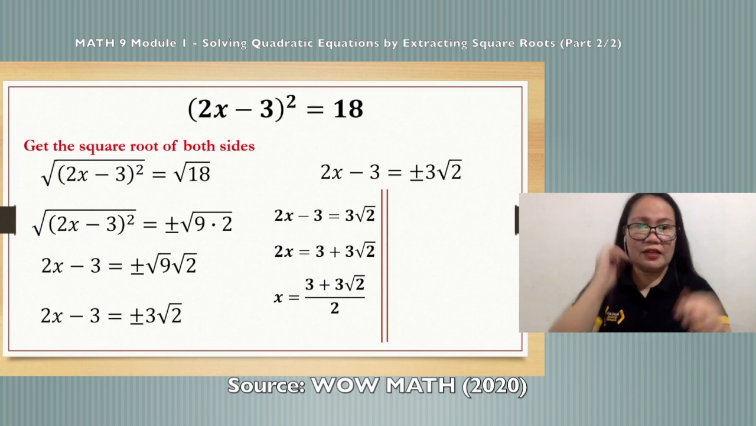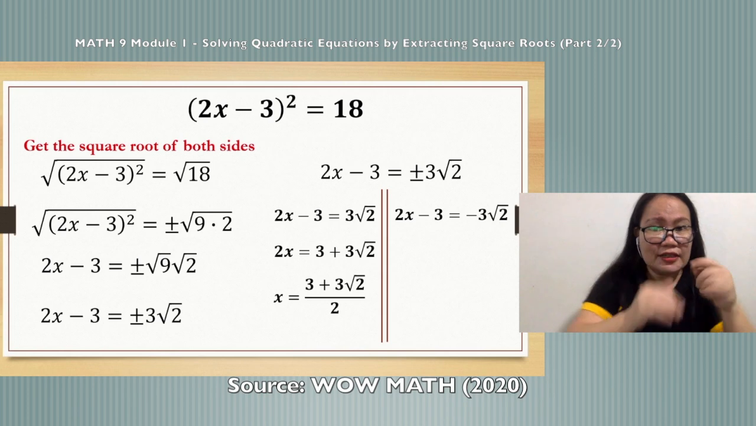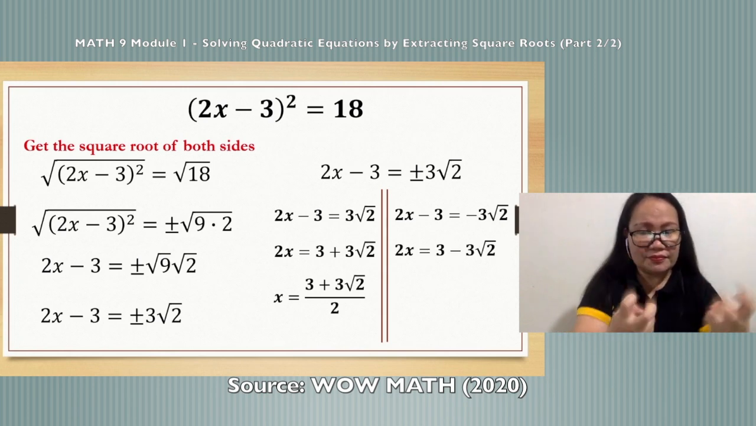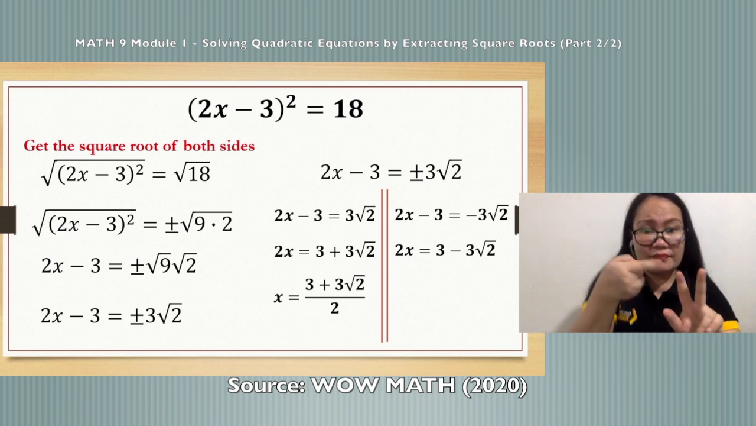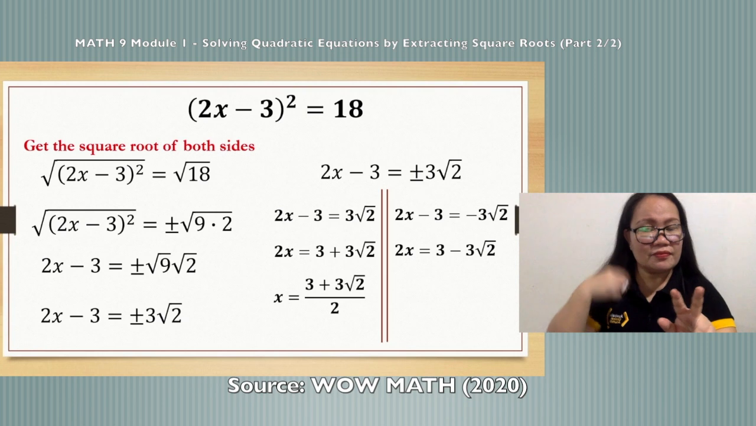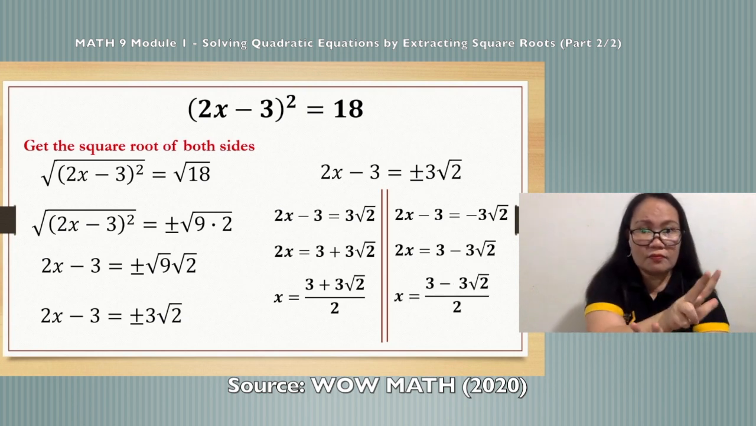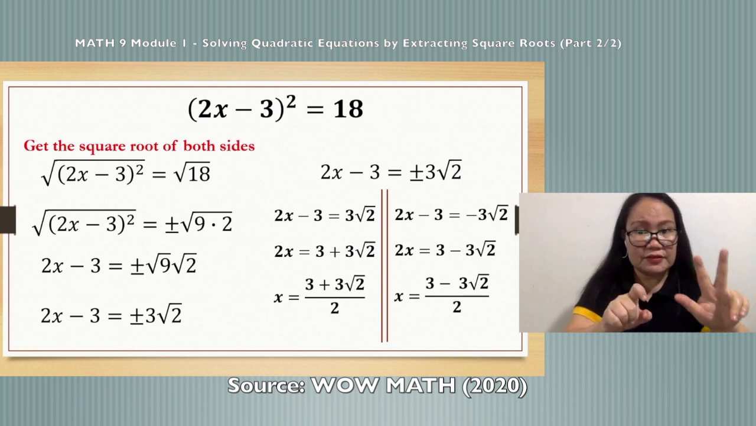Bakit naging x? Kasi, dinivide lang natin sila both sides by 2. On our second equation, we have 2x minus 3 is equal to negative naman ito, negative 3 square root of 2. So, 2x is equal to 3, lipat natin si negative 3, minus 3 square root of 2. So, x is equal to 3 minus 3 square root of 2 over 2. Again, divide lang natin both sides by 2.